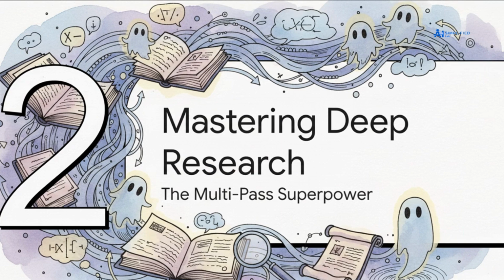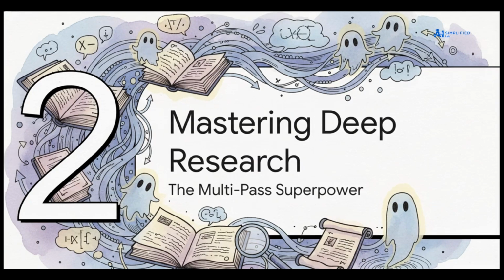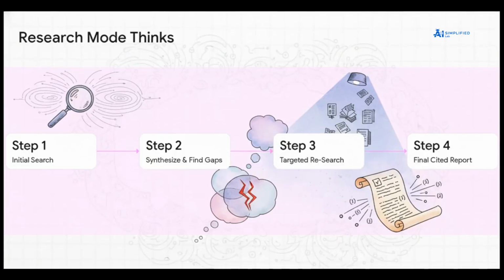Okay, so now let's talk about what makes this tool a legit superpower for students. It's a feature that really earns it the title of research agent. It's all about its ability to do deep research, something tech folks call multi-pass reasoning. So how does this actually work? Well, when you give it a question, it doesn't just do one quick search and call it a day. No way. First, it does an initial search.